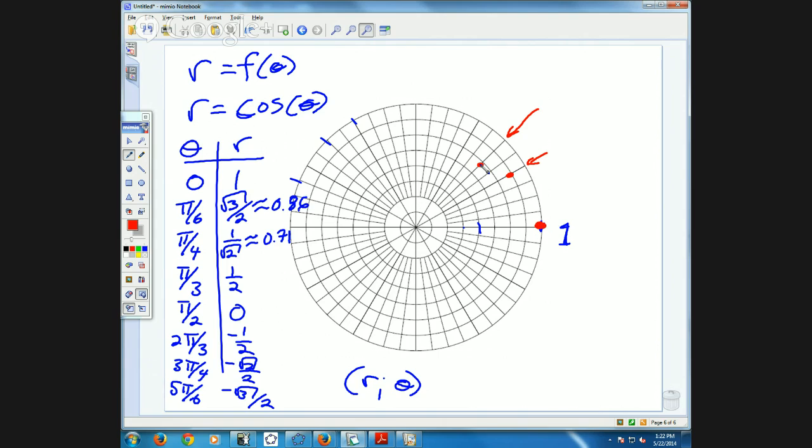And then this line right here is pi over 3. And I want to be at 1/2, which is 4 circles out, which is exactly right there. What the hell is this going to be? And then let's see, at pi over 2, I'm at 0.